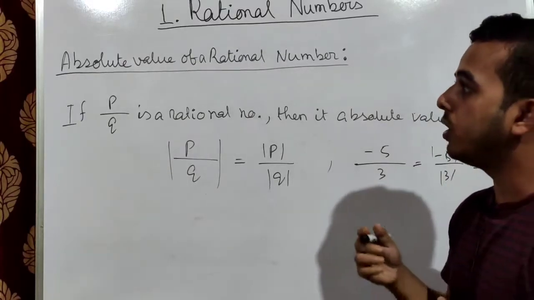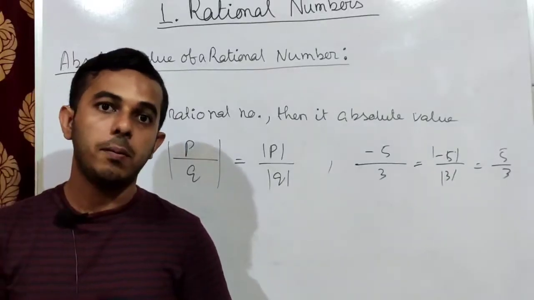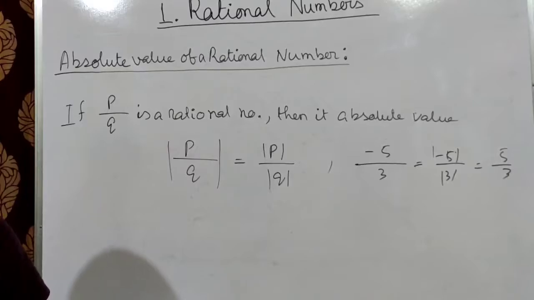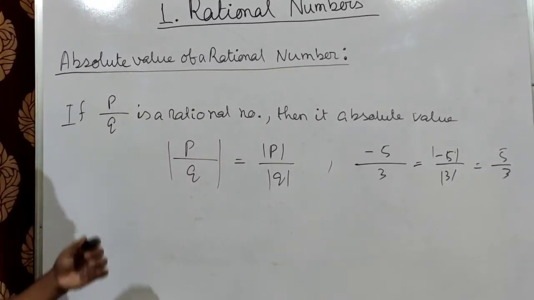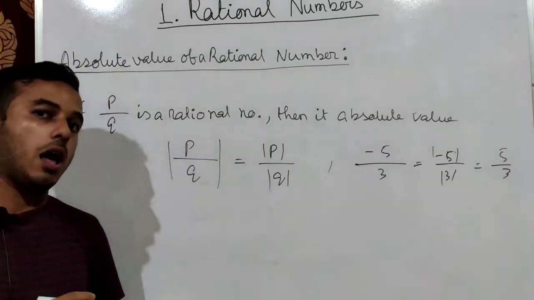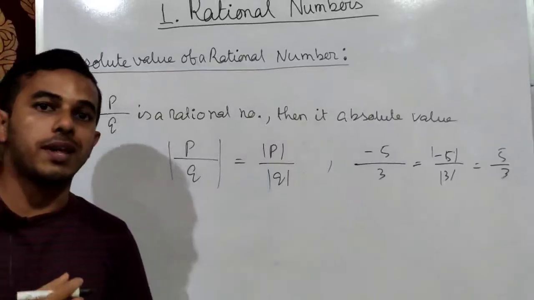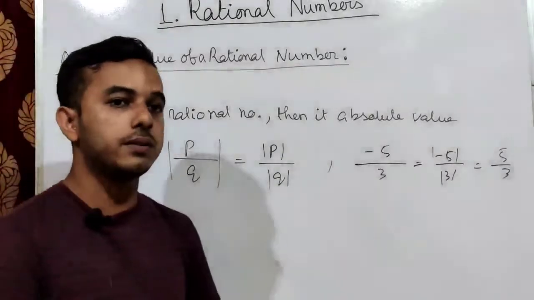Okay. So we have discussed what a rational number is, then the types, that is positive rational number and negative rational number, then standard form of a rational number, then equivalent rational numbers, and lastly the absolute value of a rational number. I hope all the points are clear to you. So now let us move to our exercise, that is exercise 1.1.